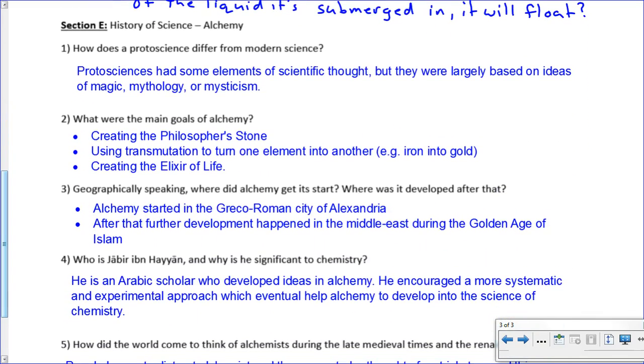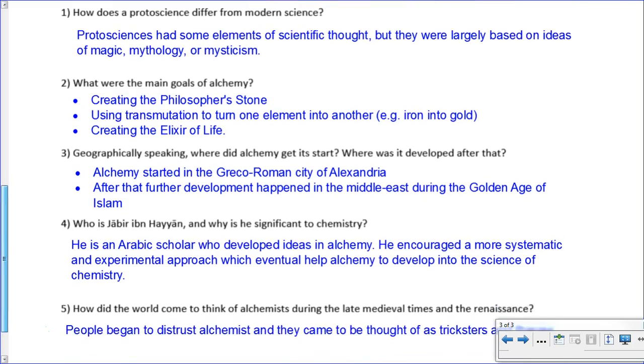Section E here, we're talking about alchemy. So the first one's about proto-science versus modern science. You can kind of just read through that there, but proto-science has a lot of magic and mythology and things like that in it, whereas modern sciences are based on rational thinking and experimentation and empiricism, which is like using evidence to support arguments and things like that. So that's how those are different.